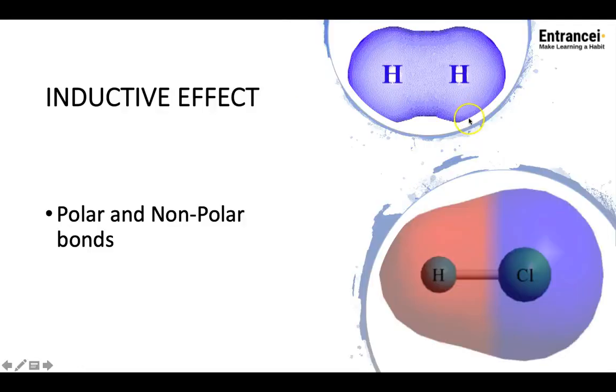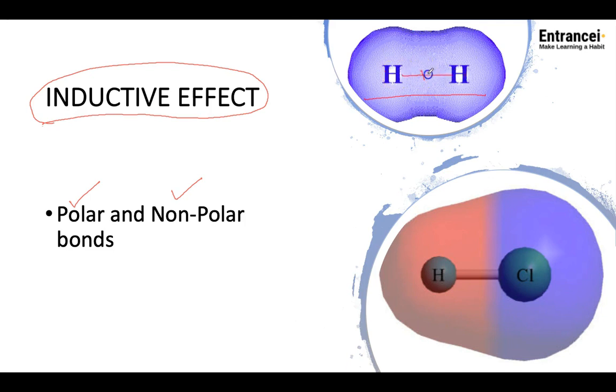Now coming to another basic concept, the inductive effect. But before proceeding to the inductive effect concept, we have to understand the difference between polar and non-polar bonds. See, in this example, there are two hydrogen atoms forming a non-polar bond. Why is it non-polar? Because the electrons between these two atoms are distributed equally between both the hydrogen nuclei, forming a neutral molecule. So this is a non-polar molecule.